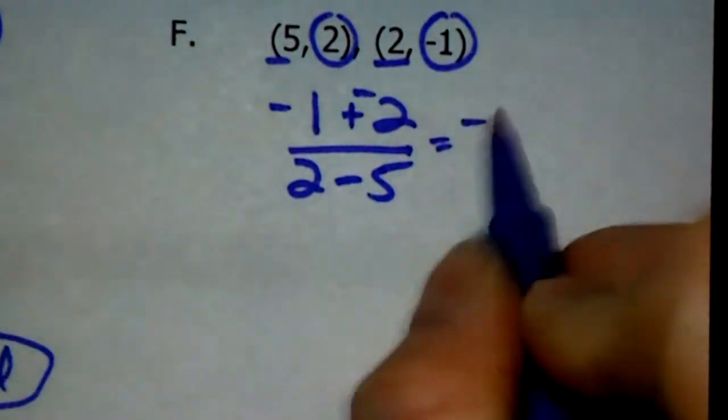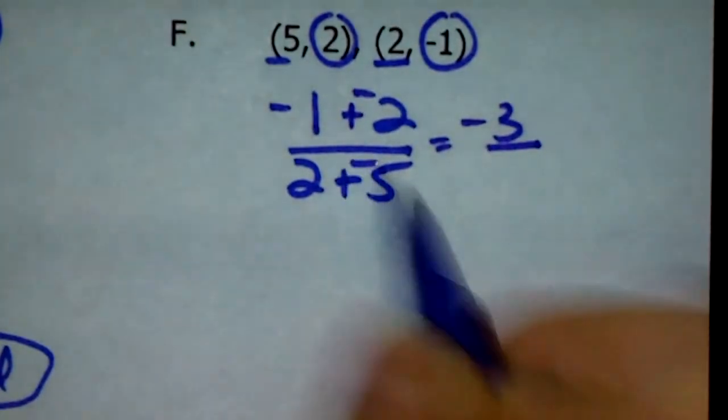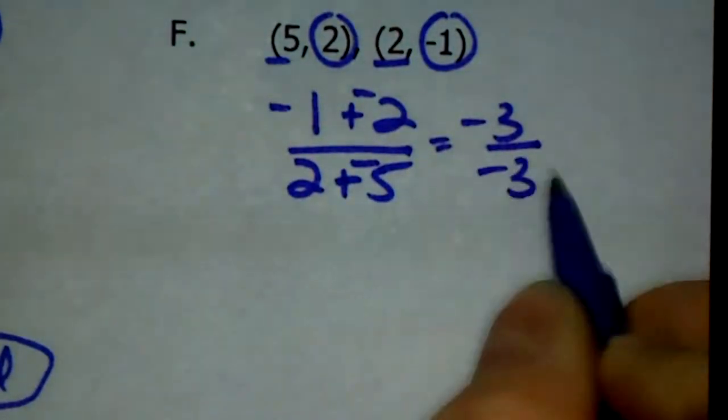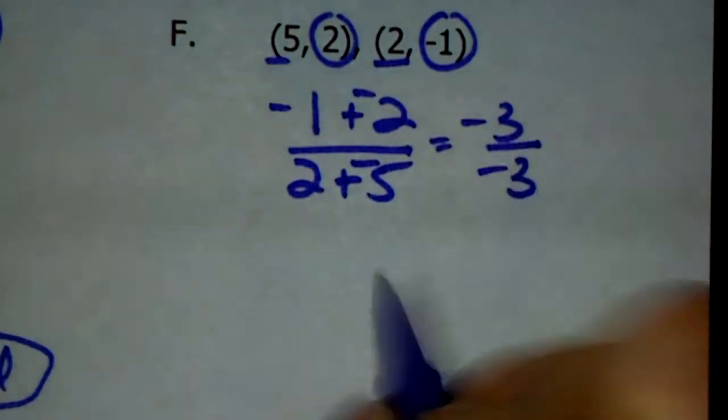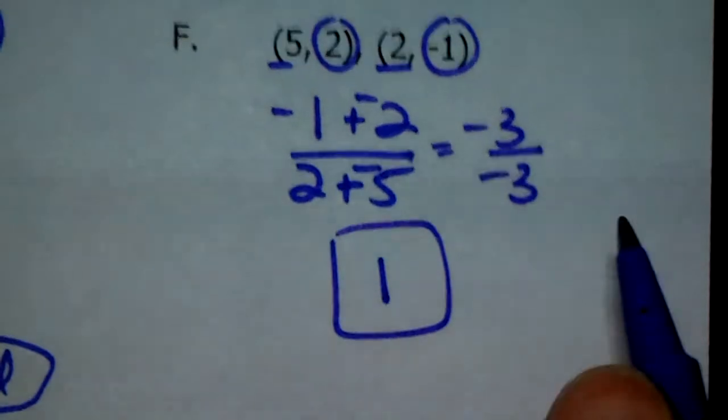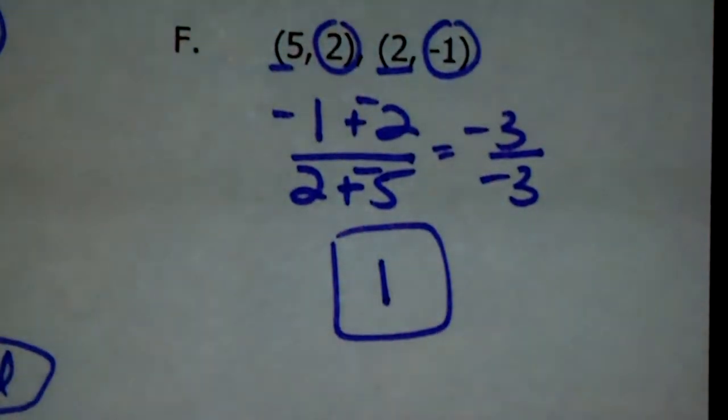Negative 1 plus negative 2 is negative 3. And 2 minus 5, or 2 plus negative 5, is also negative 3. And a negative 3 over negative 3. Negative divided by negative is a positive. 3 divided by 3 is 1. And you can leave it as that whole number 1. Okay, so far, if I give you a graph, you can find the slope, right?